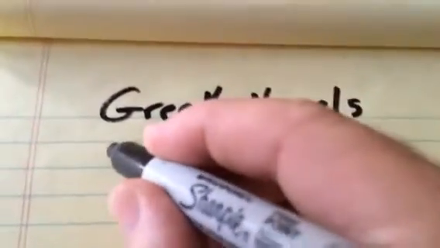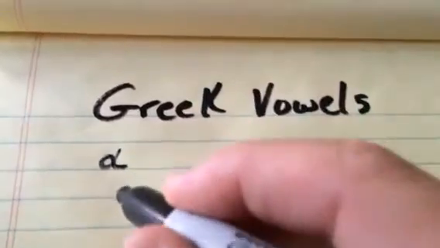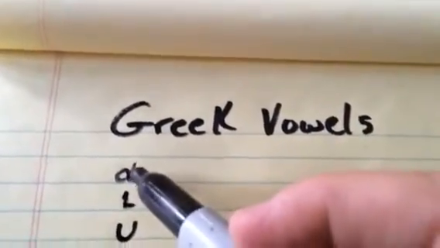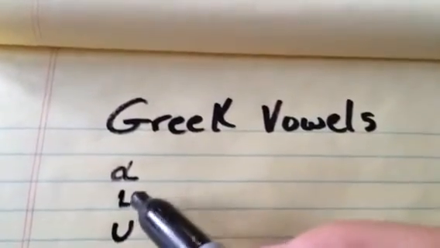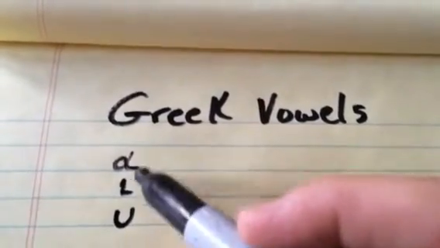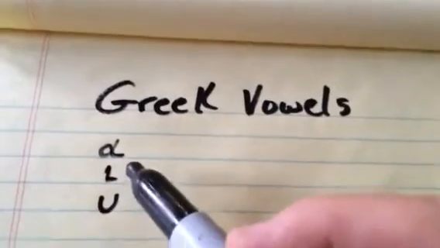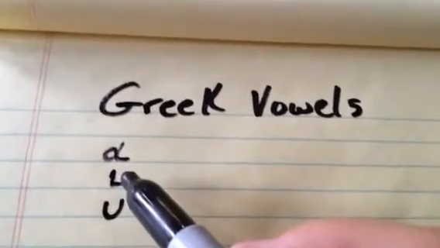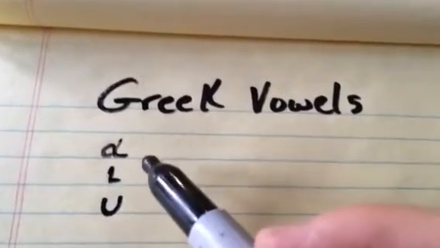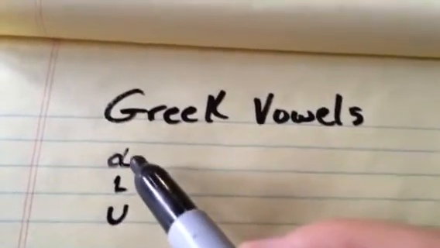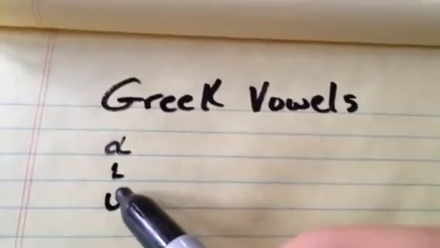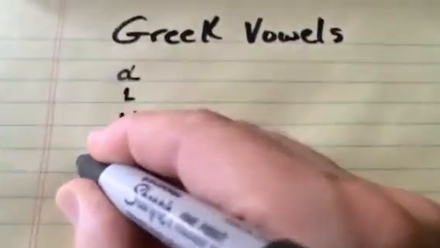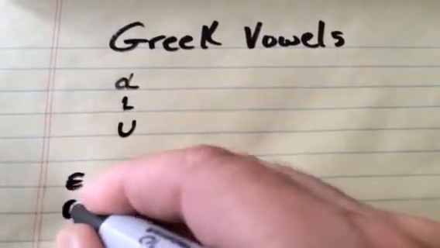Okay, so first of all, I want to start with three vowels: alpha, iota, and upsilon. This is alpha A, iota E, and upsilon U. So A, E, U. Now you'll see in the book that there's a long and a short version of each of these letters, but you can ignore that for pronunciation. Just learn one sound: A, E, U. Make it simple.